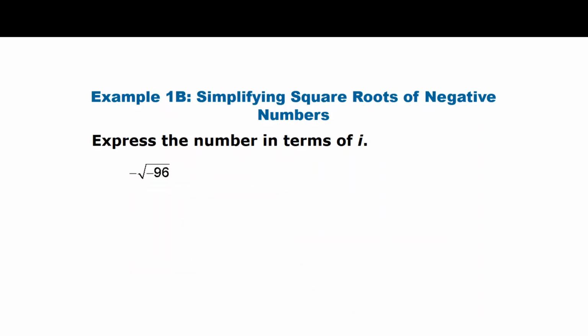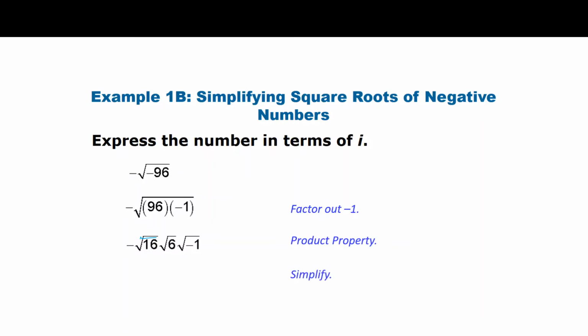Let's try another one. Here we have express the number in terms of i again. The first thing we want to do is factor out our -1, so rewrite it like that. Our next step is to separate it into two separate pieces. The square root of 96 is the same as the square root of 16 times the square root of 6 times the square root of -1. Next we're going to simplify that.